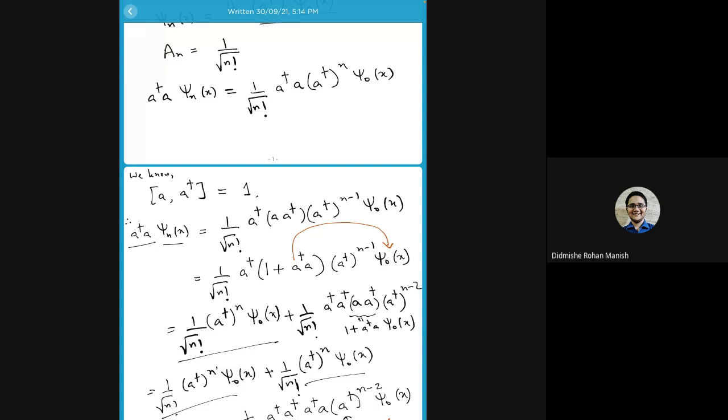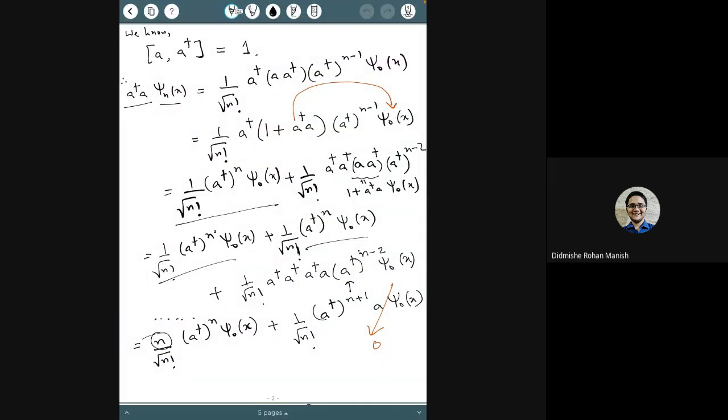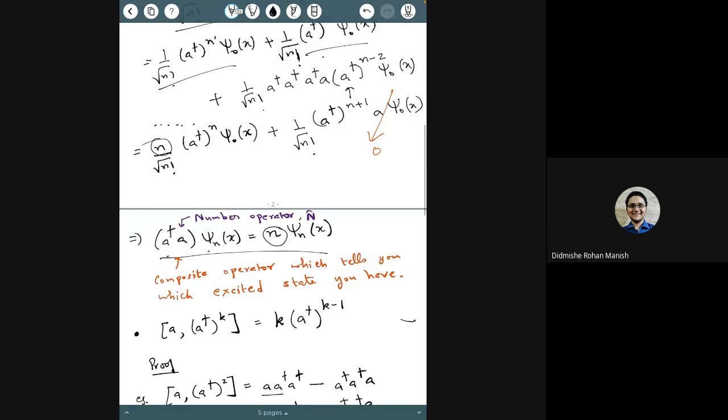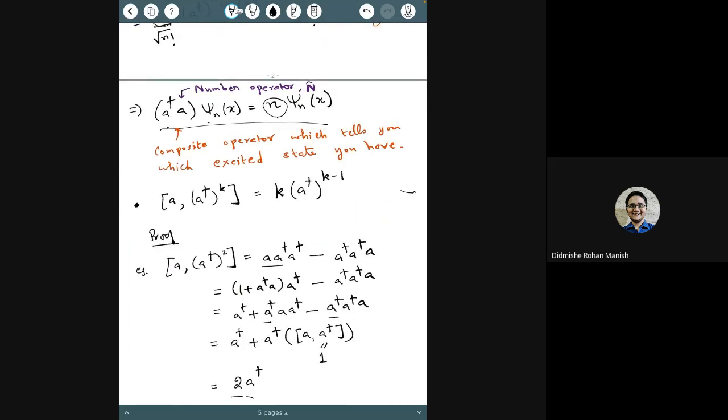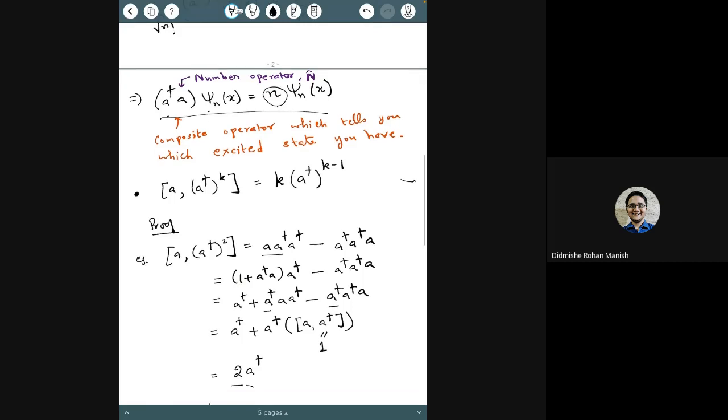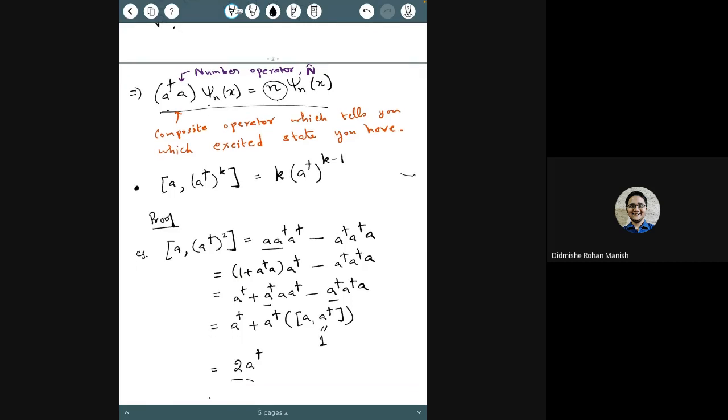And then we defined something called a number operator, which was A dagger A. And we saw that A dagger A gives you an eigenvalue of n when it acts on psi n, which means it tells you which excited state you're acting the operator on. Okay. Then we found some commutators with strings of creation and annihilation operators. So A with a string of k A daggers.